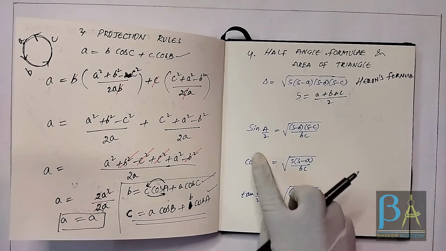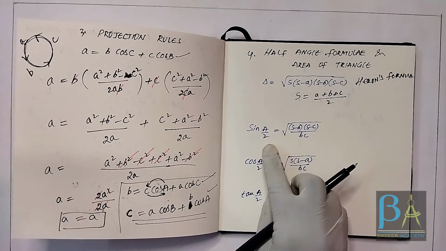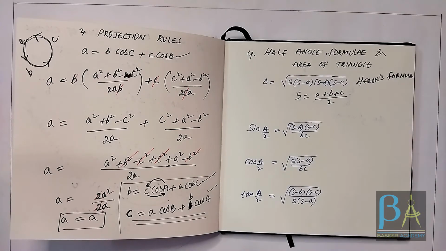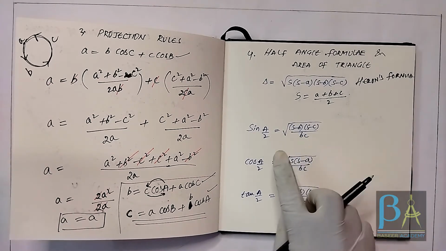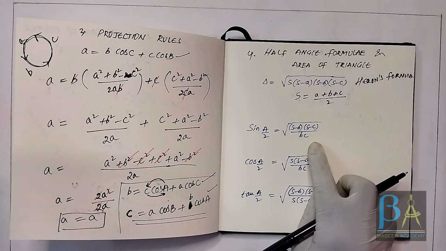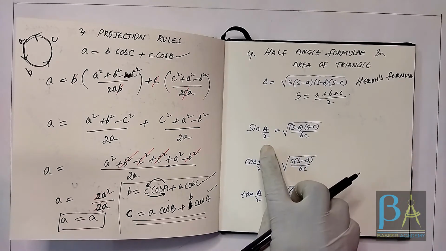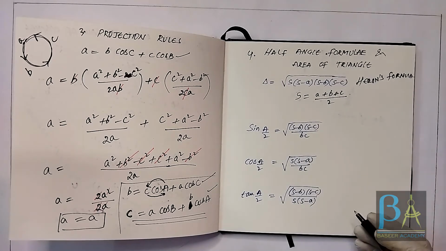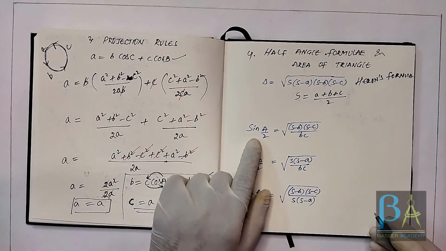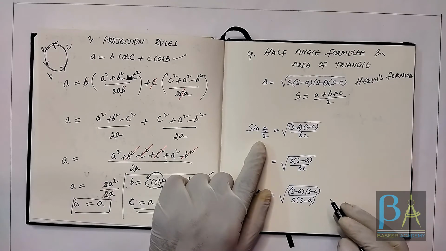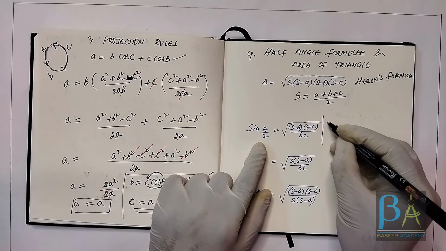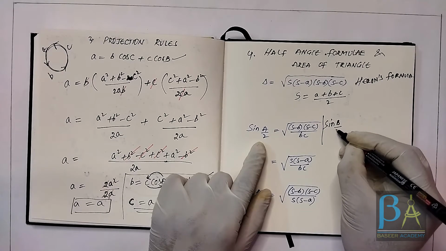Now, sine A by 2 is going to be square root of (s minus b)(s minus c) by bc. I'm not going to show you how to prove this because obviously proof is not something which is important as per examination point of view, but then you would anyways need to use the half angle formulae to solve questions in your examination. We have written sine A by 2 for now. But then you can write what is sine B by 2, and then you can also write what is sine C by 2. Do you think you can help me in writing what sine B by 2 should be?